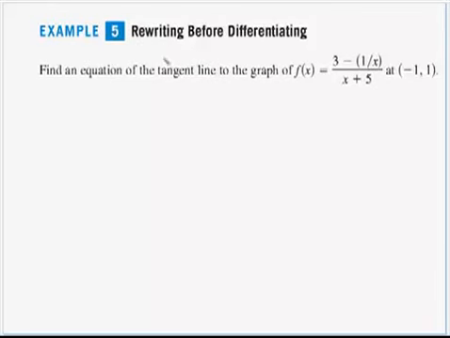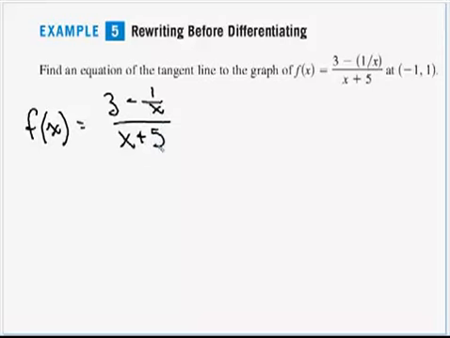And it says rewrite before differentiating. Our function that they're giving us is 3 minus 1 over x, and then over x plus 5. And I guess we could derive this. We could rewrite this as x to the negative 1 power and go from there. But there might be an easier way to do this, and that would be to clear those fractions. And there's only one fraction in the whole problem, and that's in the numerator. And to clear that fraction, we would multiply by its denominator.